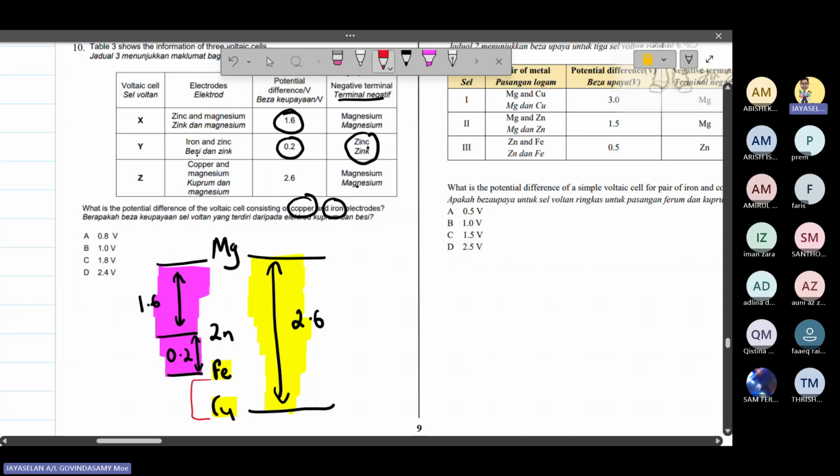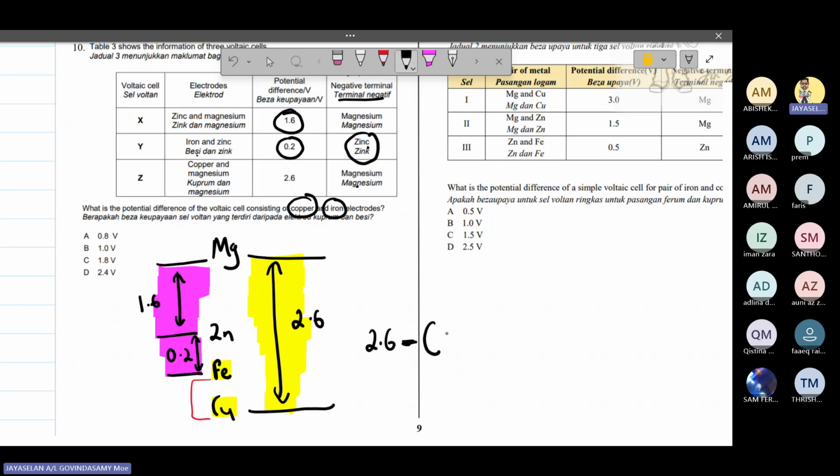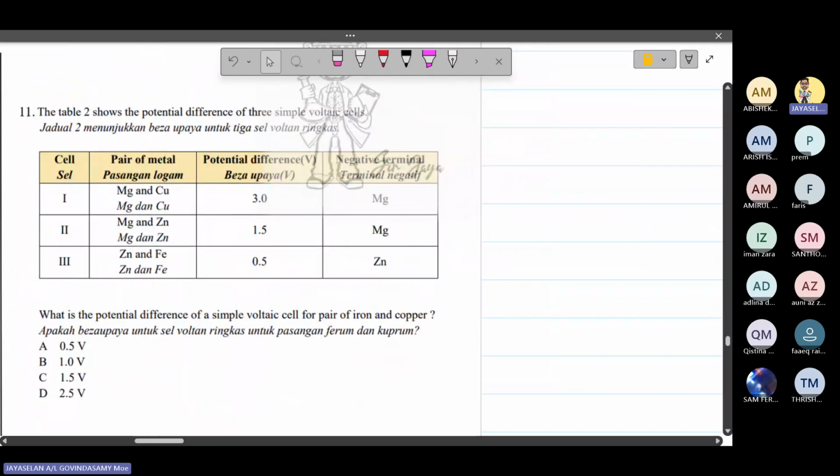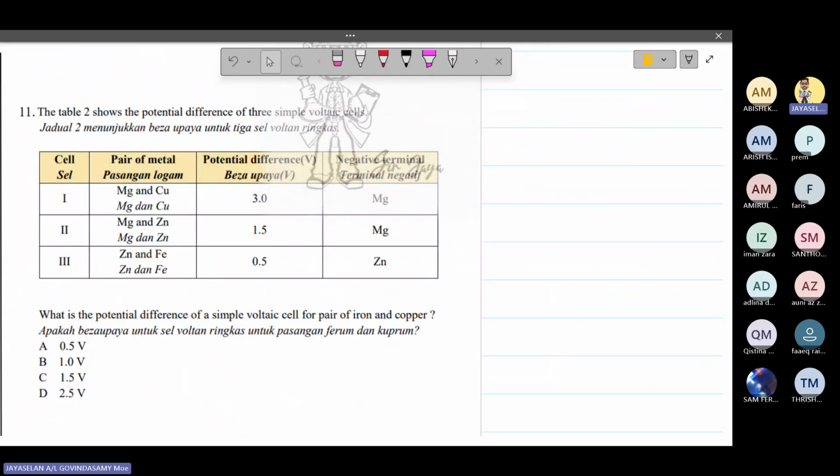Okay, any question? So what I do here, 2.6 minus, buka kurungan, 1.6 plus 0.2. What is the answer? Okay, so 2.6 minus 1.8. Berapa you dapat? 0.8. Correct? All of you understand? Okay, semua understand. Okay, so we go for last question. This one you guys do for me. See, siapa boleh buat? Just bagi tahu jawapan dia.